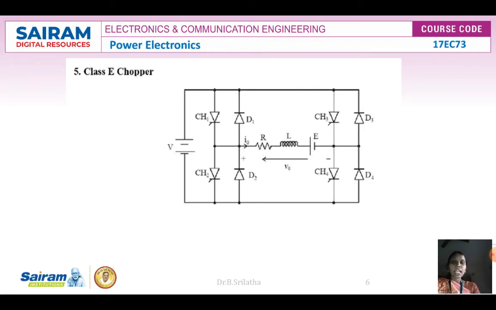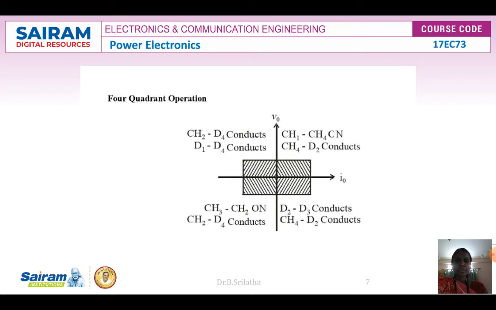Now we can see the class E chopper. In the class E chopper we are going to use 4 choppers: chopper 1, chopper 2, chopper 3, chopper 4. Same thing, 4 diodes D1, D2, D3 and D4. This operates like a 4 quadrant chopper. So that's why we can call the class E chopper a 4 quadrant chopper.